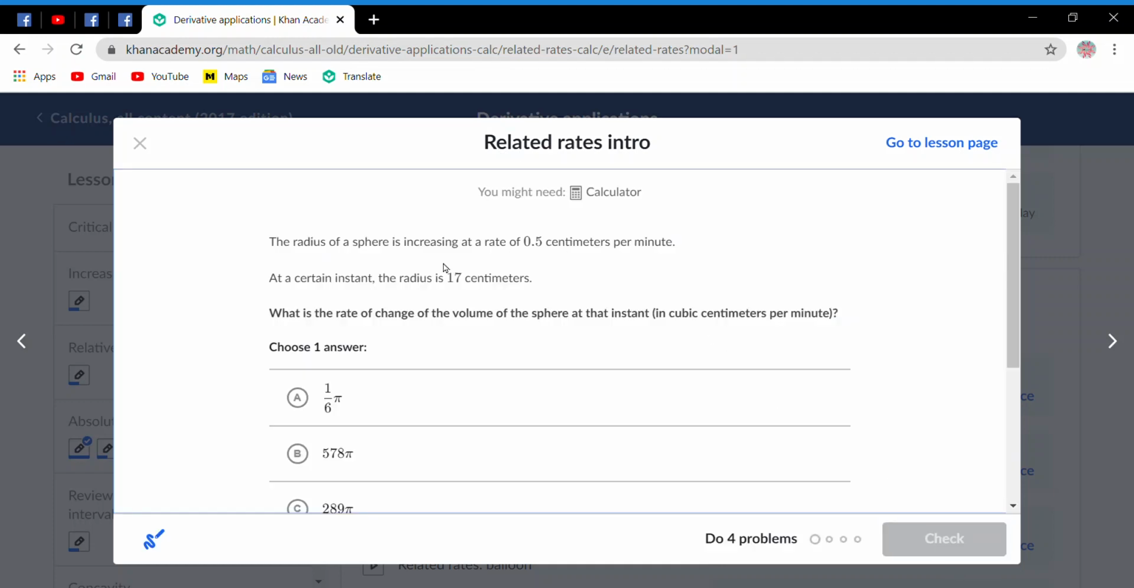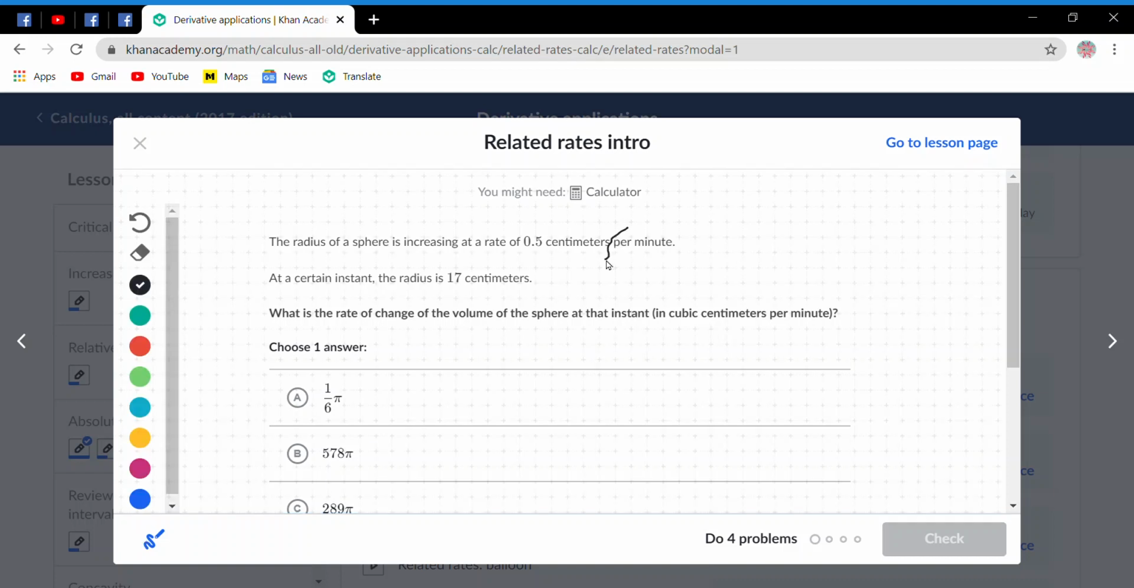So let's start. The radius of a sphere is increasing at a rate of 0.5 centimeters per minute. At a certain instant, the radius is 17 centimeters. First, what is the volume of the sphere? The sphere's volume is V equals 4/3 pi r cubed.